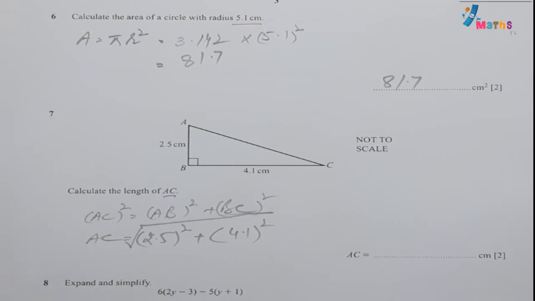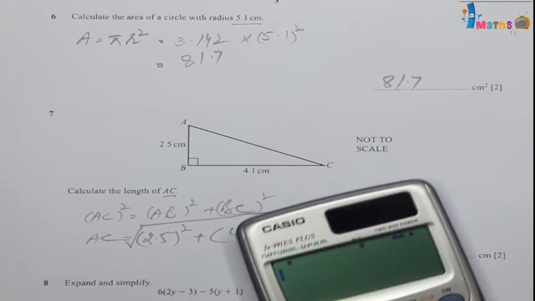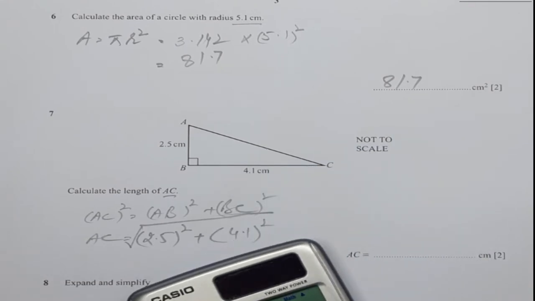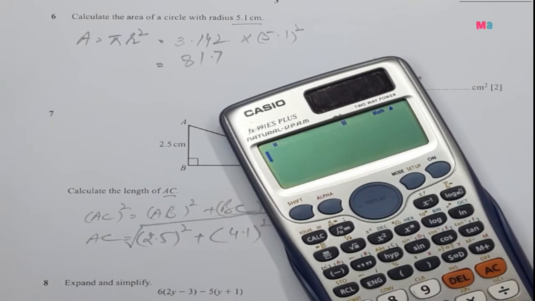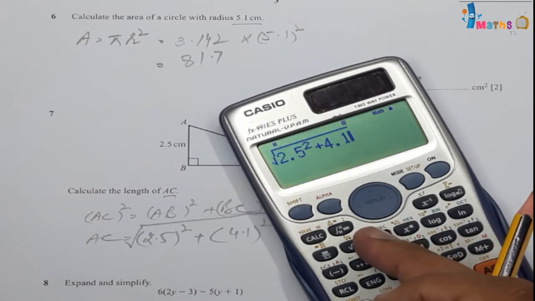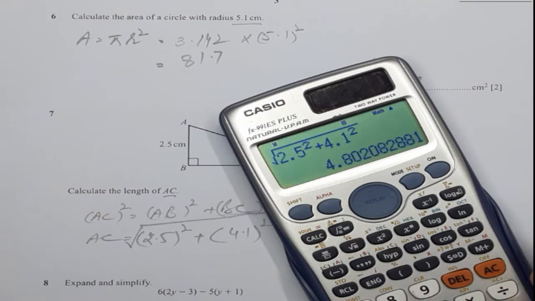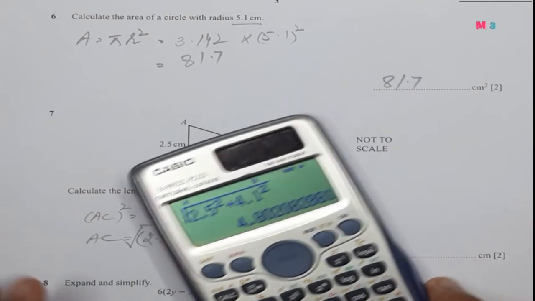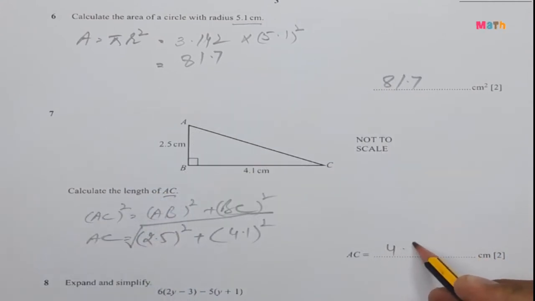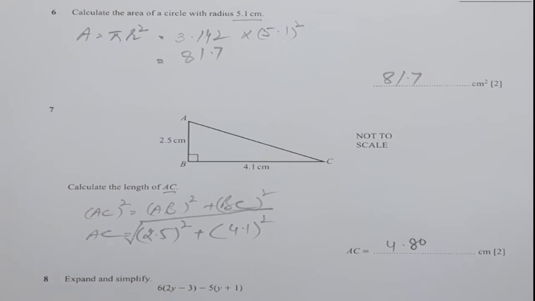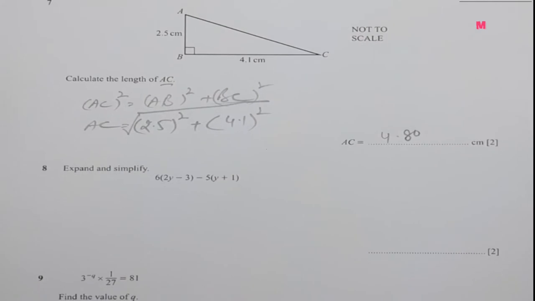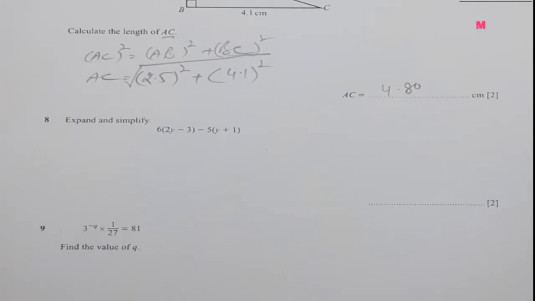So we can use the calculator to find root of 2.5 squared plus 4.1 squared is equal to 4.802. So we can write 4.80 centimeters. Question number 8. Expand and simplify. We have to expand and simplify.